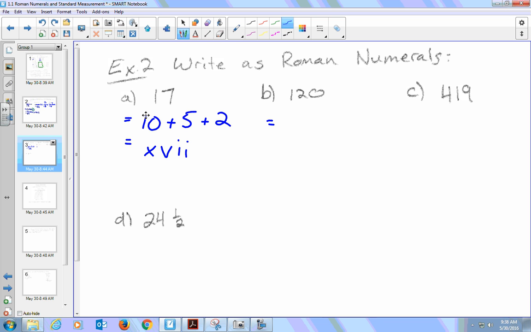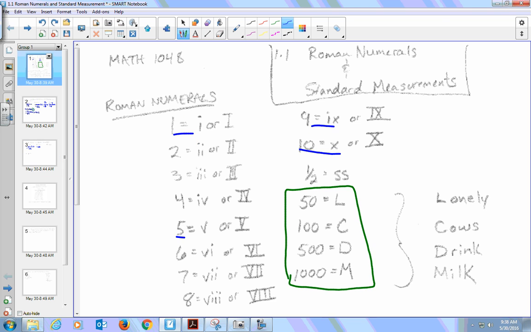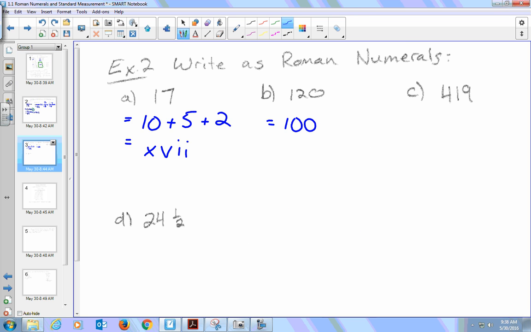Okay, 120. So we know we have 100, which is in our lonely cows drink milk. That's represented by a C. And then we have 20, which is just 2 10s. Okay, so C for the 100, and then each 10 is an X, so we have CXX.